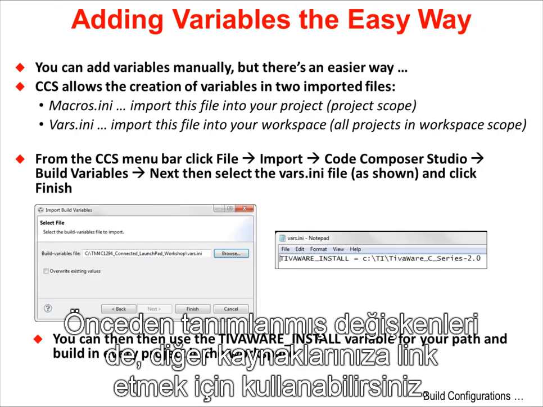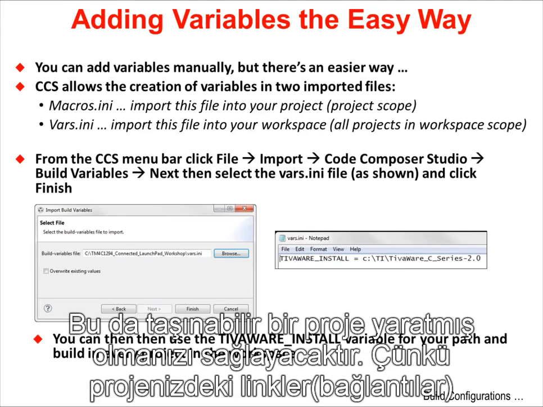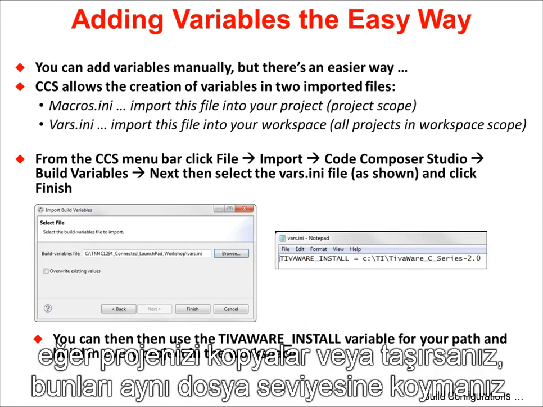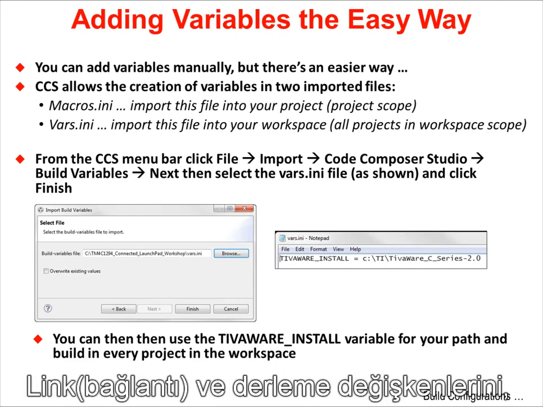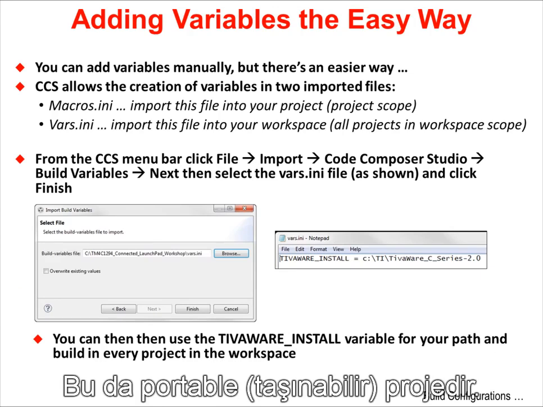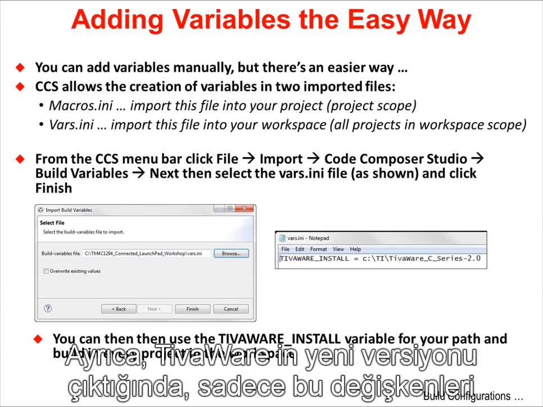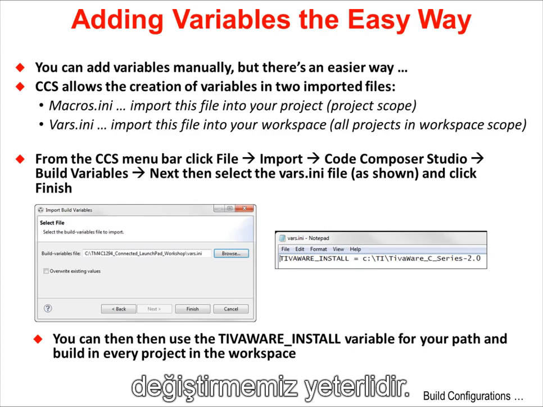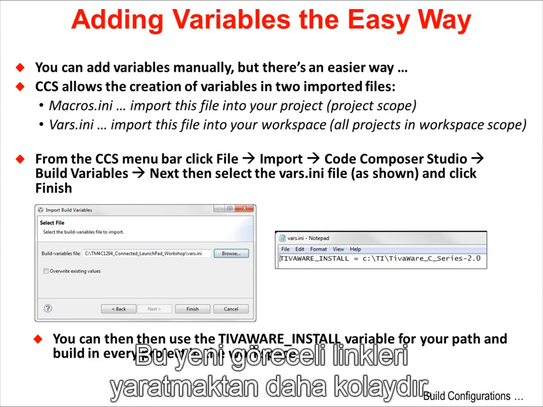You could use the predefined variables to link to all of your resources, and this will create a nearly portable project. Since the links in your projects are relative to these locations, if you move or copy your project, you'll have to put them at the same folder level in the file system. Defining a link and build variable for the Tivaware location will give us a relative path that does not depend on the location of the project. This is more portable. Also, when the next version of Tivaware arrives, we only need to change these variables, which is easier than creating new relative links.